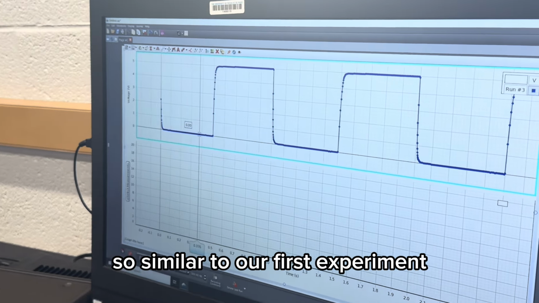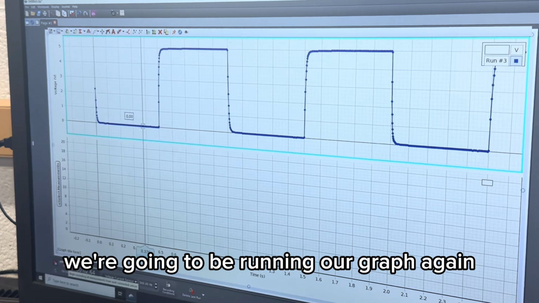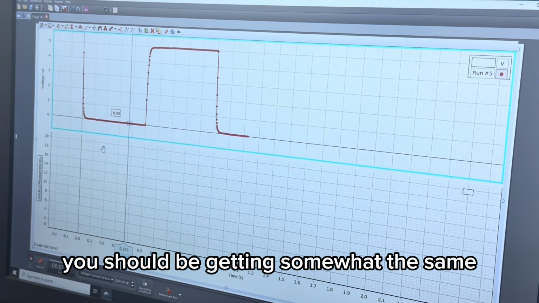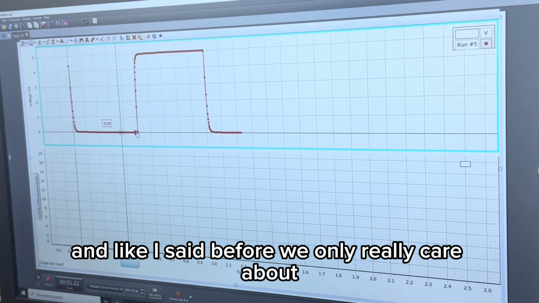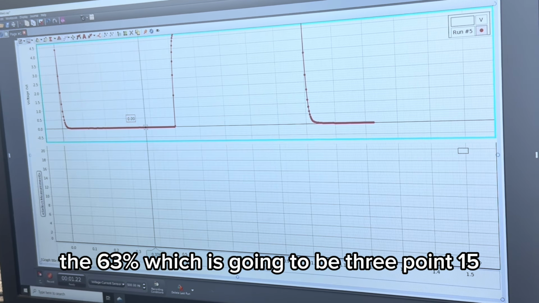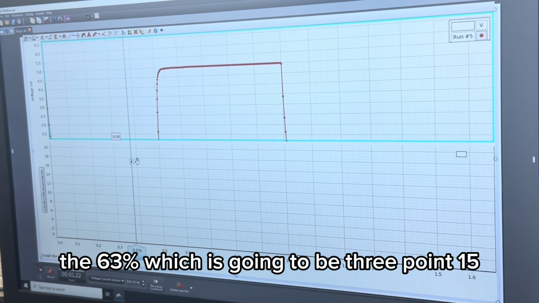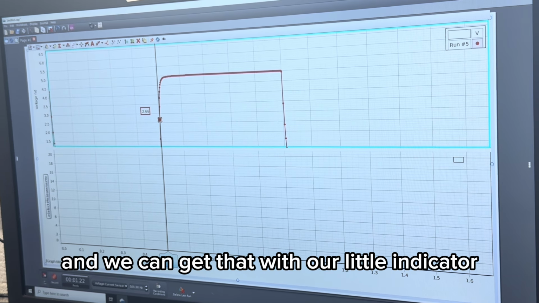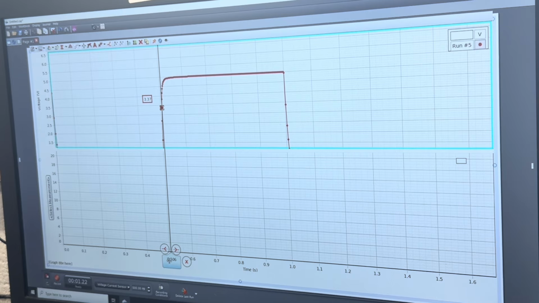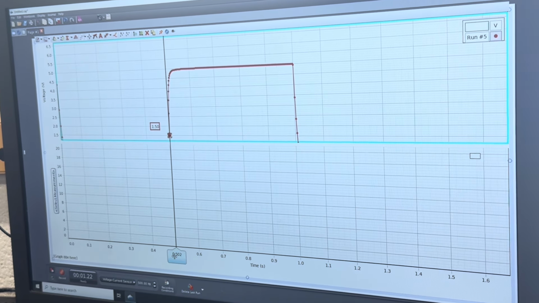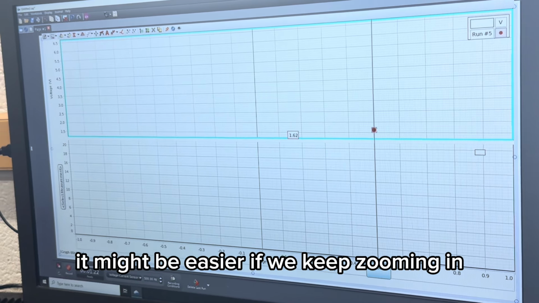So similar to our first experiment, we're going to be running our graph again. And as we can see, you should be getting somewhat the same. And like I said before, we only really care about the 63%, which is going to be 3.15, and we can get that with our little indicator. And we're gonna try to get as close as we can. It might be easier if we keep zooming in.